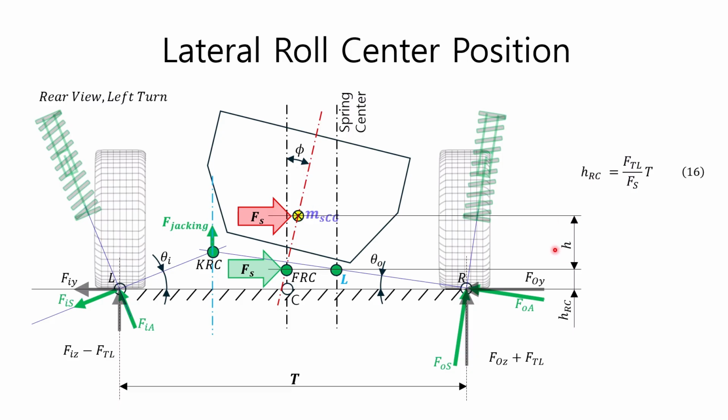As seen above, the load transfer for the lateral force acting directly horizontally on the roll center can be calculated with equation 16, and the lateral position of the roll center is irrelevant. Therefore, the height of the point where the line connecting the spring center and the kinematic roll center KRC and the tire road contact point R intersect can be said to be the height of the force roll center, and the force roll center height HRC obtained in this way must satisfy equation 16.